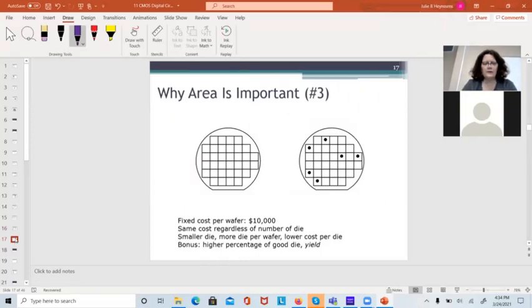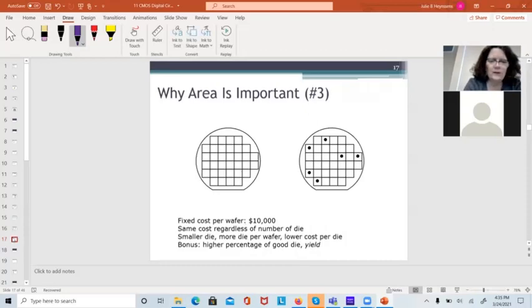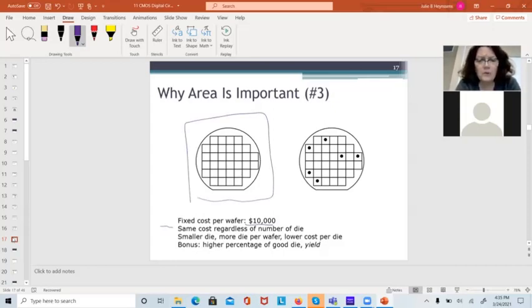Now this is why area is important. We have a fixed cost per wafer, $10,000. It seems rather cheap. No matter how big the die are and how many I can fit on there, I have the same cost. So if I could make the circuits a quarter of the size, I could sell 4 times as many product.